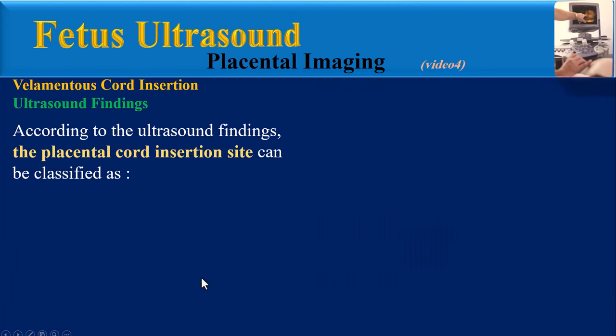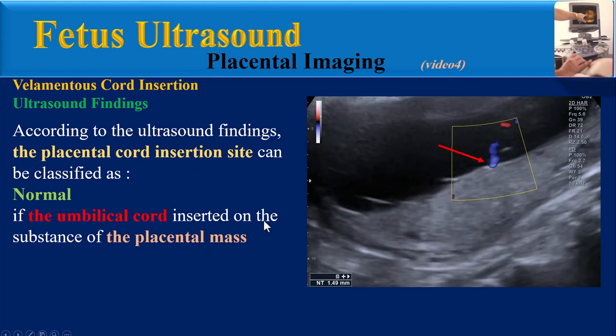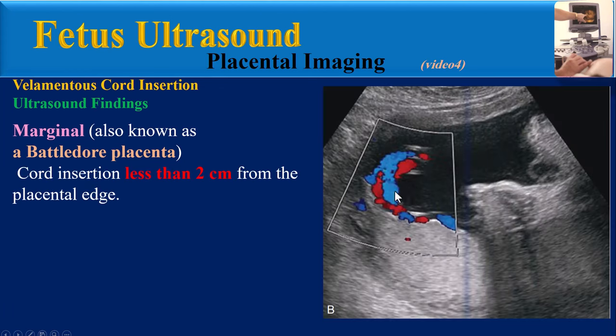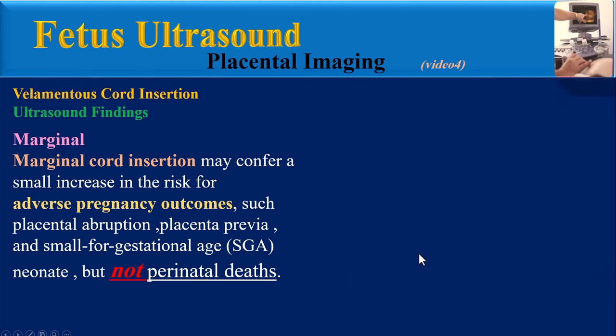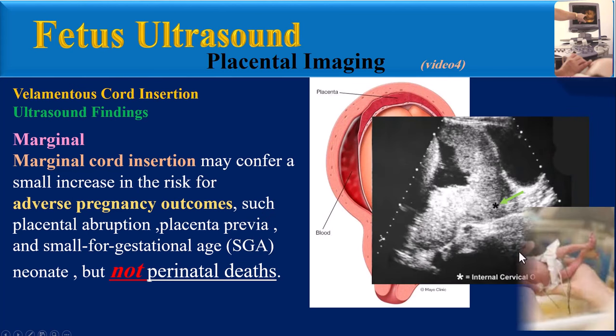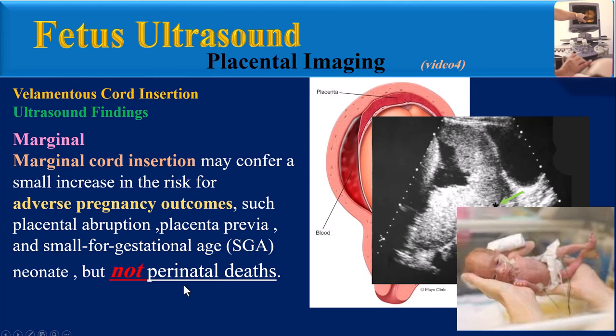According to the ultrasound finding, the placental cord insertion site can be classified as normal if the umbilical cord inserted on the substance of the placental mass. Marginal, also known as a battledore placenta, means cord insertion less than 2 cm from the placental edge. Marginal cord insertion may confer a small increase in the risk for adverse pregnancy outcomes such as placental abruption, placenta previa, and small for gestational age, but not prenatal death.